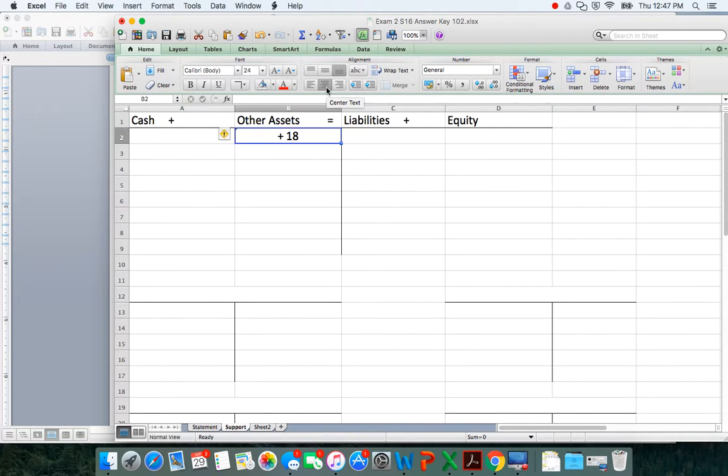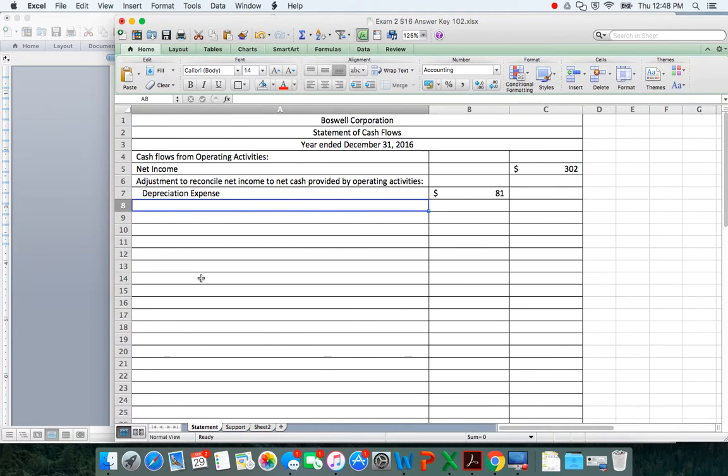Okay, so if my equation has to stay in balance here, and I'm saying each one of these things affects cash, well, I don't have anything on this side of the equation, no liabilities and no equity. So in order for my equation to stay in balance, cash is going to have to go down by 18. Cash would have to go down by 18 in order for this to work. So over here on this side, I'll see a negative 18 in cash. Whatever happens here in this column, that's what I'll pull over to my statement of cash flows. So here in my statement, I will say increase in accounts receivable.